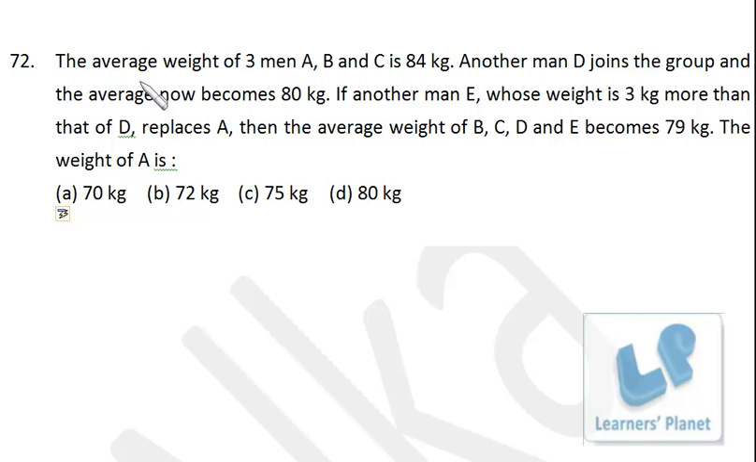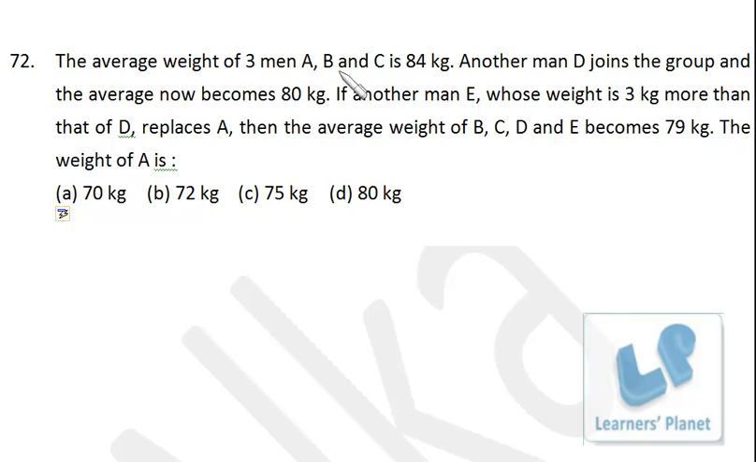Now see this, the average weight of 3 men A, B, C is 84. Another man D joins the group and the average now becomes 80. If another man E, whose weight is 3 kilograms more than D, replaces A, then the average weight of B, C, D and E becomes 79. The weight of A? Okay, start making equations. Don't think so much because it will be unnecessary time consuming.